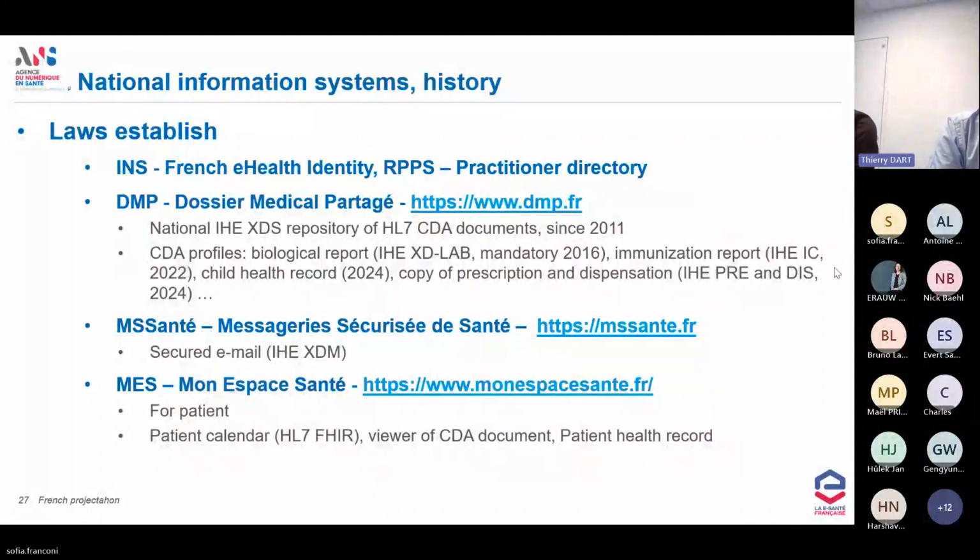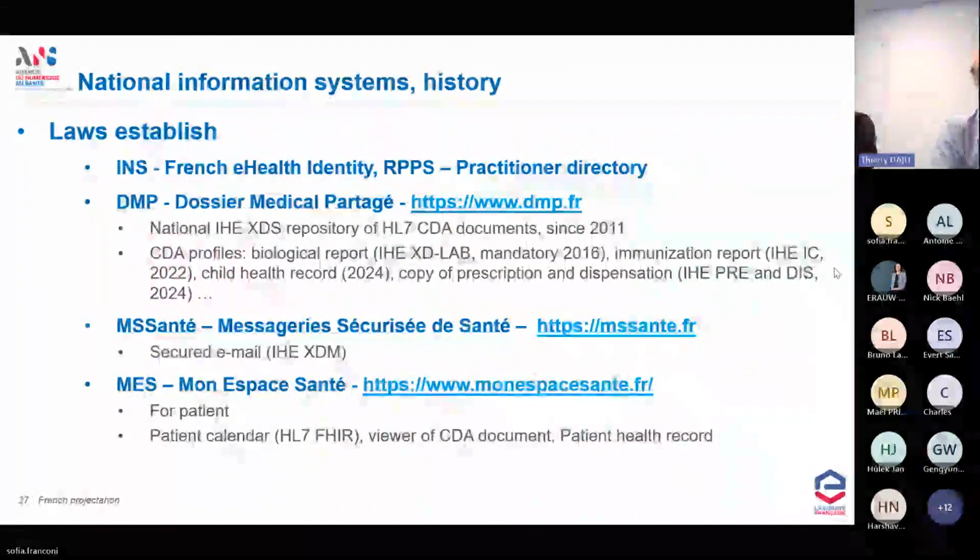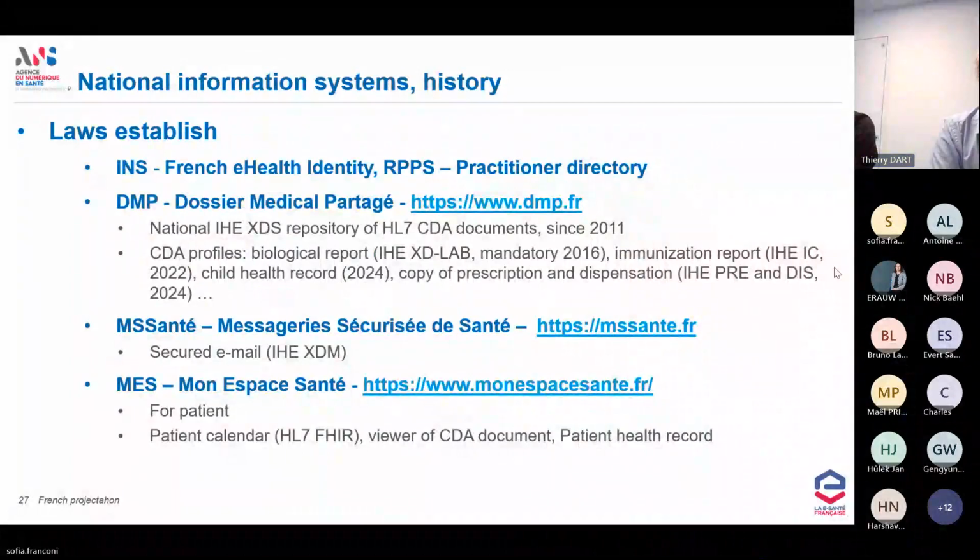In France, at the national level, the law established a French e-health identity number called INS, Identifiant National de Santé, and a practitioner directory. We have also what we call a DMP, Dossier Médical Partagé. DMP is a national XDS repository of CDA document. It's in production since 2011. And we use CDA profiling.